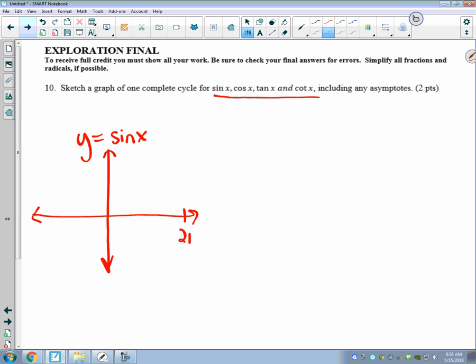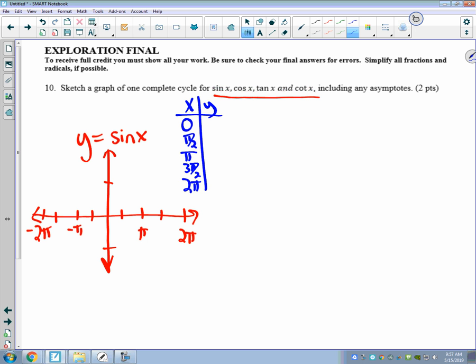Remember that the period of sine and cosine is 2 pi, so you can graph 2 periods really easily by just going to 2 pi. And think about if you made an XY chart here, that if you start at 0 and you end at 2 pi, halfway in the middle is pi, you get pi halves and 3 pi halves.